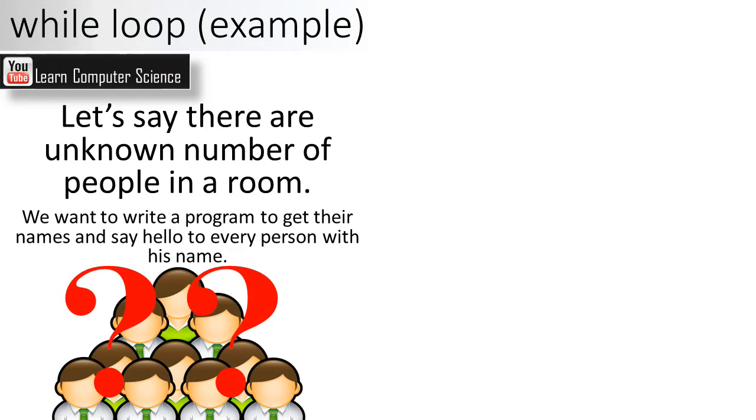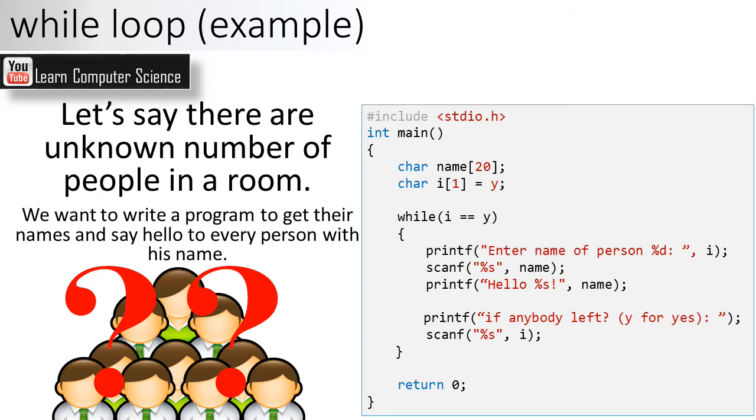For the example of the while loop, let's say there are an unknown number of people in a room. We want to write a program to get their names and say hello to every person with his name. So here it is. Let's check out its working.